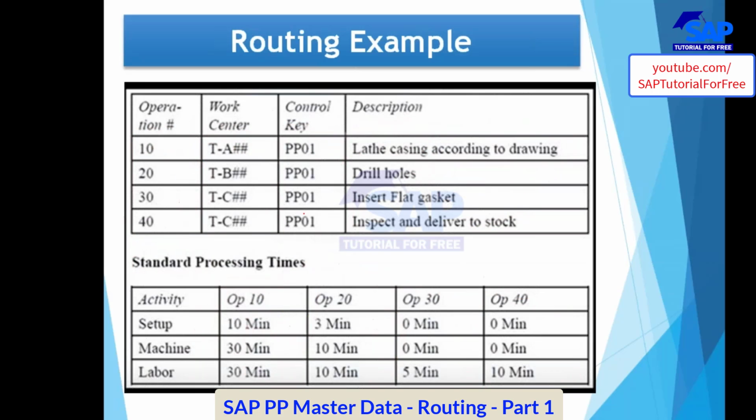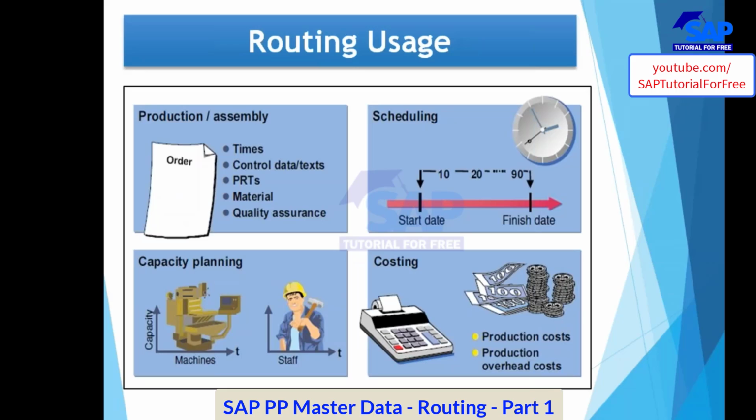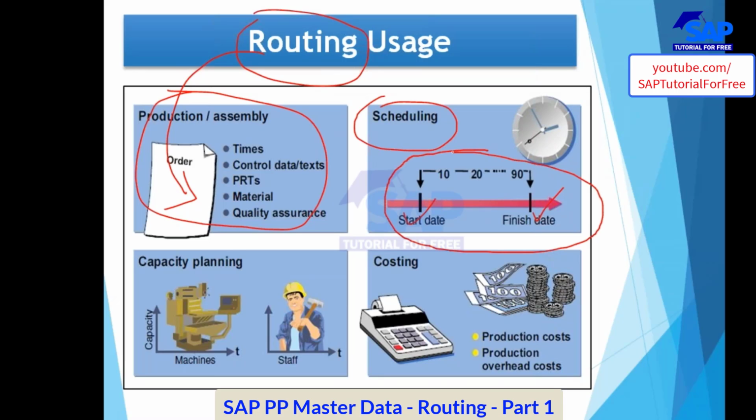We will create this in the system anyhow. So why do we need to use the routing? With the routing, the production people will come to know what operations they have to perform to manufacture a product and what machinery they have to use. They will know everything during production execution because of the routing. All the data we maintain in the routing gets copied to the production order when you create it. The data is also used in scheduling, like when to start and when to finish your production activity.